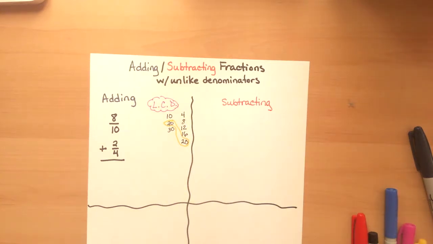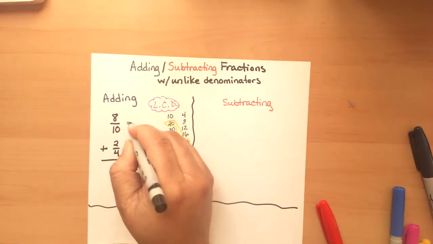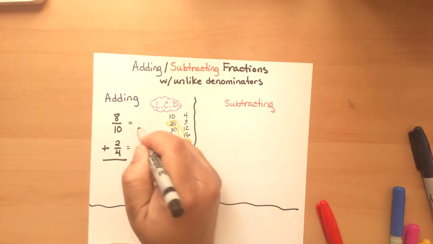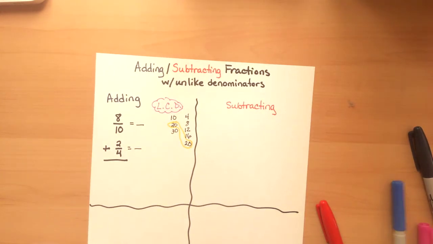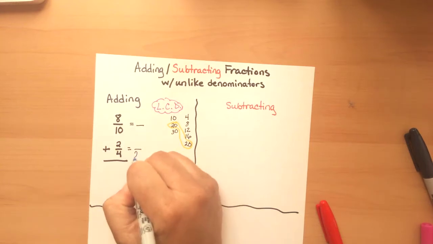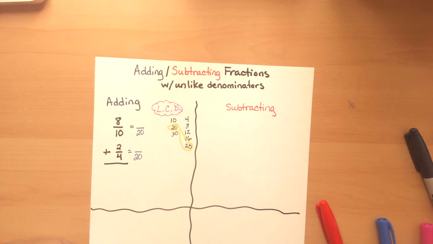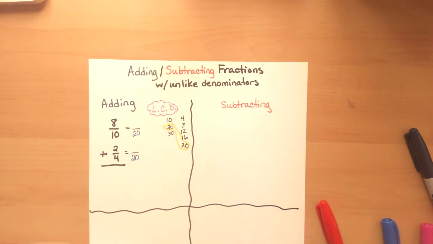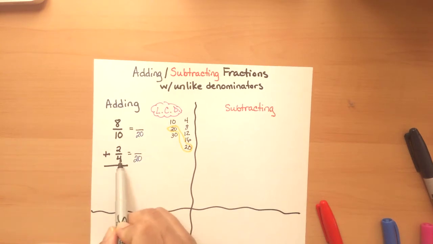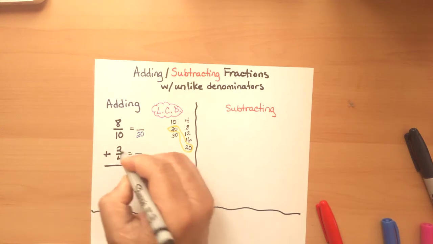I'm going to now take that back to my problem, and I know that I can find an equivalent fraction that has a denominator of 20. Now to get the equivalent fraction, all I'm going to do is use what number it would take me to get to 20. So 4 times what number is 20? And that is 5.